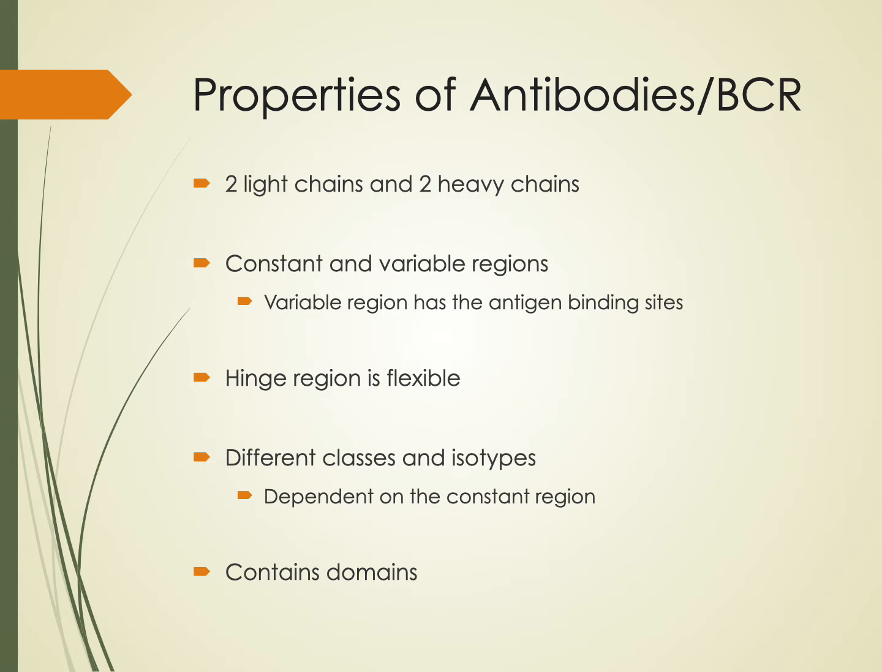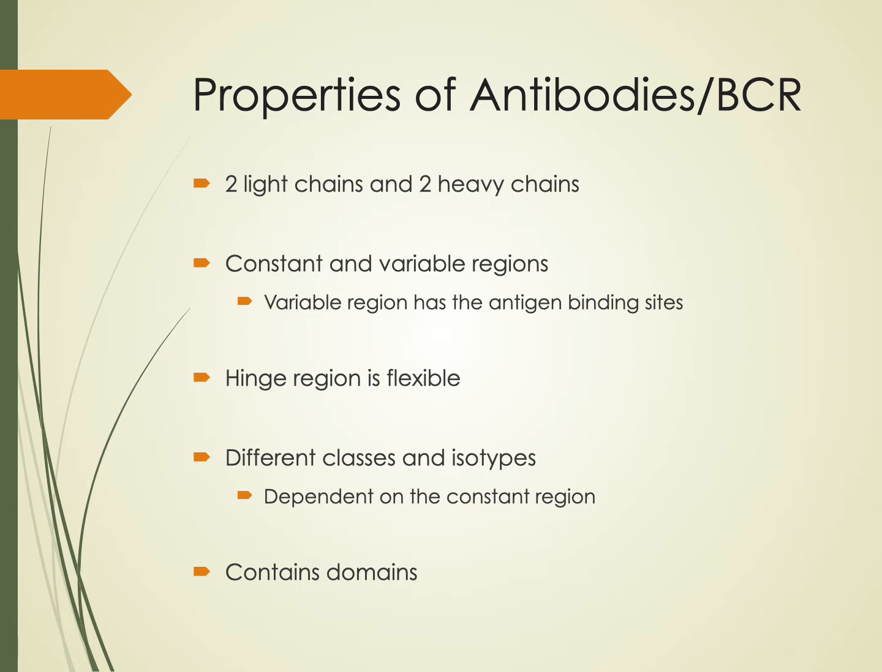The variable region is where the antibody is going to bind, and so for each B cell, the antibodies and B cell receptors they produce have unique antigen binding sites. So again, it lets them bind to different antigens, and more specifically different epitopes. They also have a hinge region, and that hinge region is flexible, so it allows for those variable regions to actually move a bit so that it can attach to either epitopes that are close together or epitopes that are further away. And again, we'll look at an image that demonstrates that.